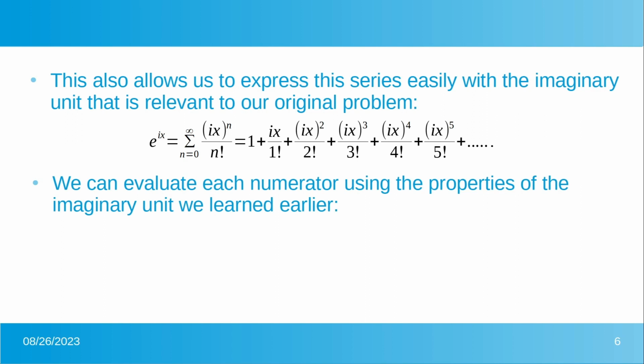We can go through each numerator. For example, i squared is -1, so really that's -x squared over 2 factorial. So if we continue that down the line, we get the following construction.